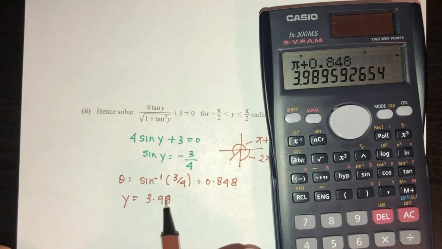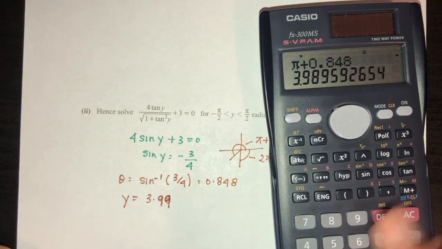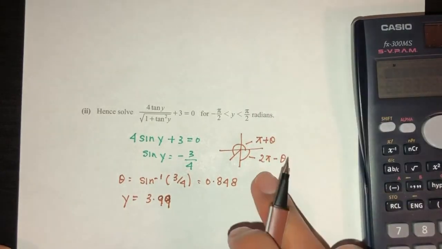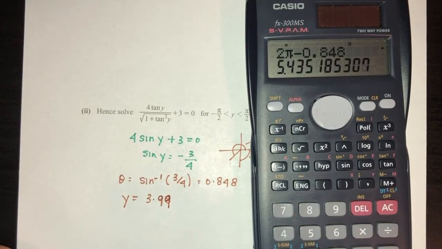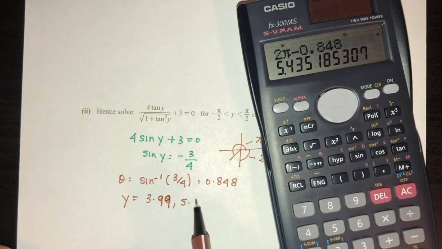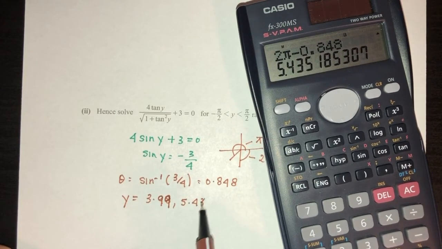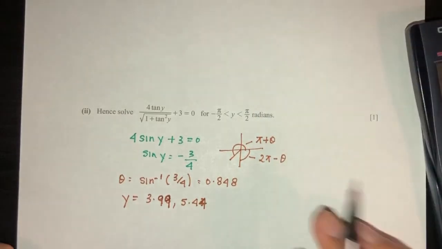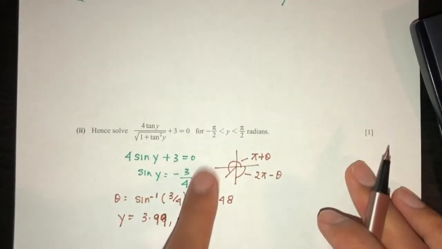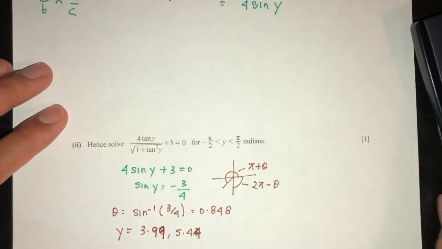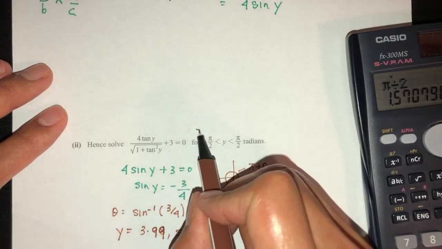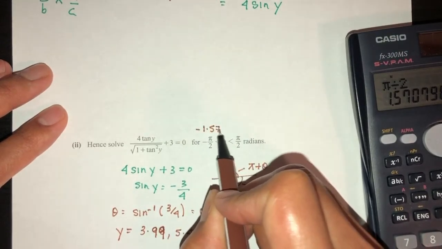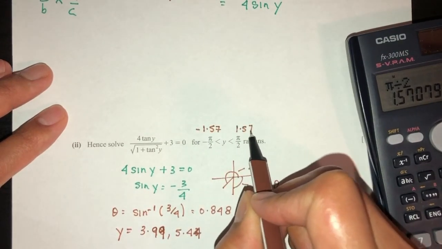So approximately 3.99, 3SF. Okay, 3.99, and then we have this one, 2 pi minus theta, 2 pi minus 0.848. That should be 5.44, 3SF. So we have two values here, but let's see what is the range. This one is minus pi divided by 2 to pi divided by 2, that should be minus 1.57 to 1.57.